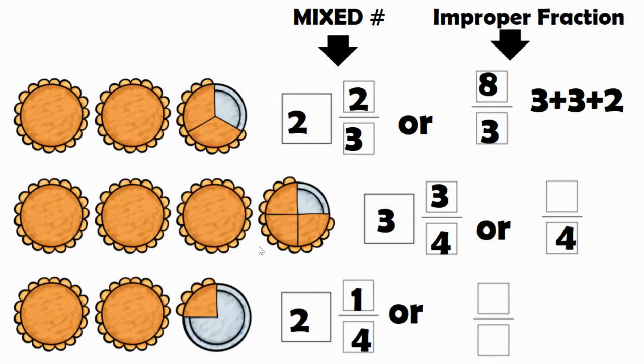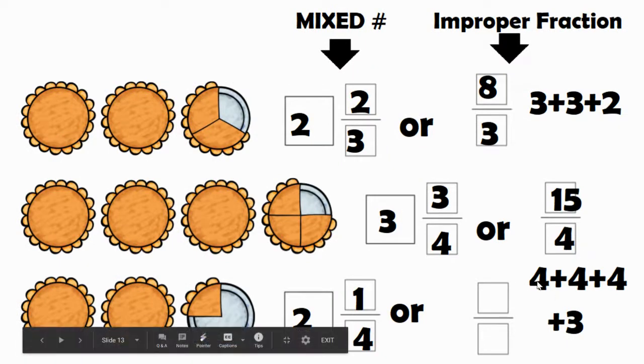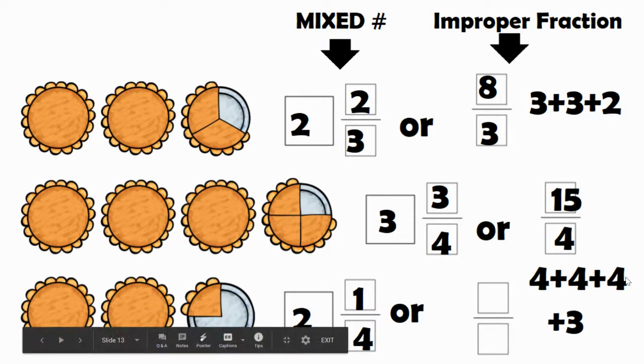All right, the next one, do you see how this pie is separated into quarters? So when we look at these pies as fractions, we have to think about them as all being quarters, okay? So we put the number of how many parts there are in one whole on the bottom, which is the denominator. And then we have to add 4 plus 4 plus 4. So 4 plus 4 plus 4 plus the 3 parts. So 4 plus 4 is 8, plus 4 is 12, plus 3, 15.